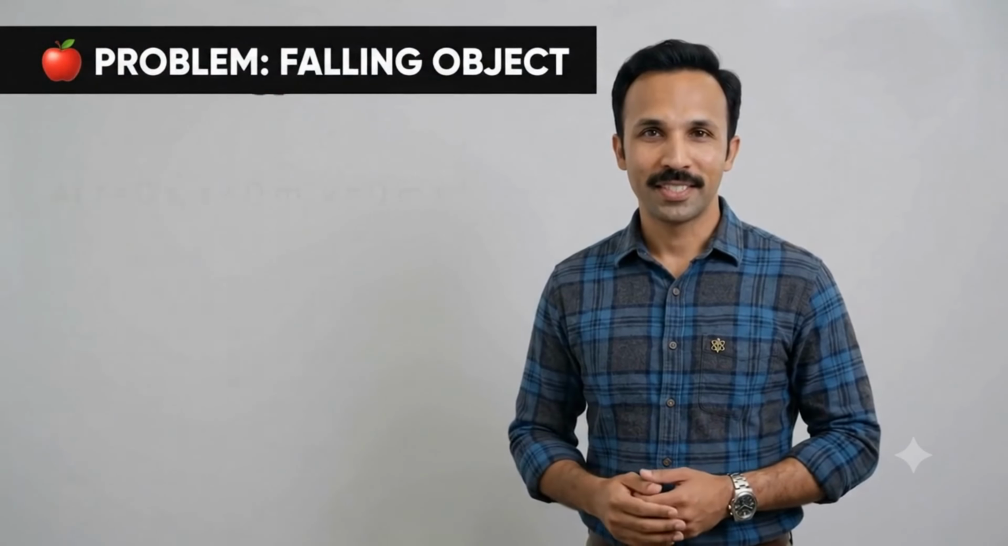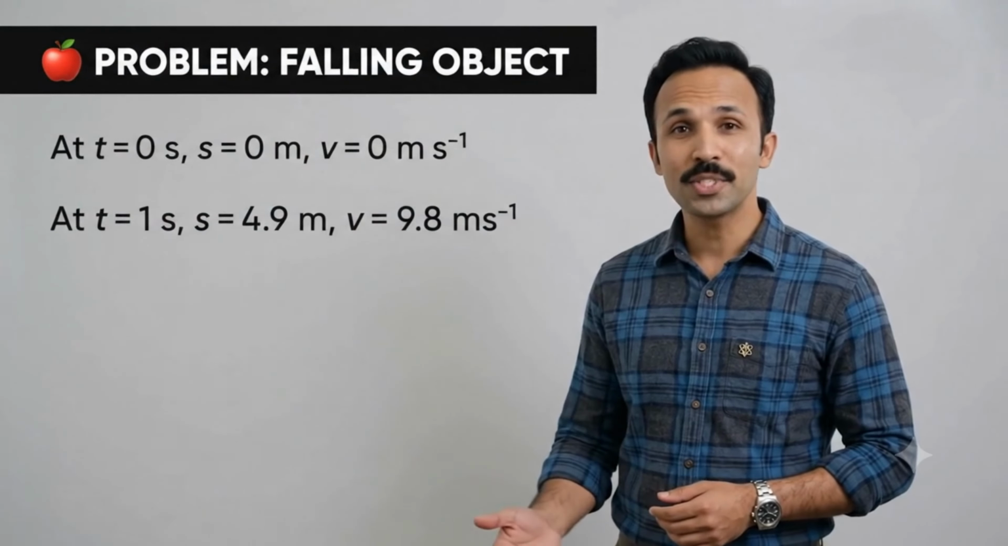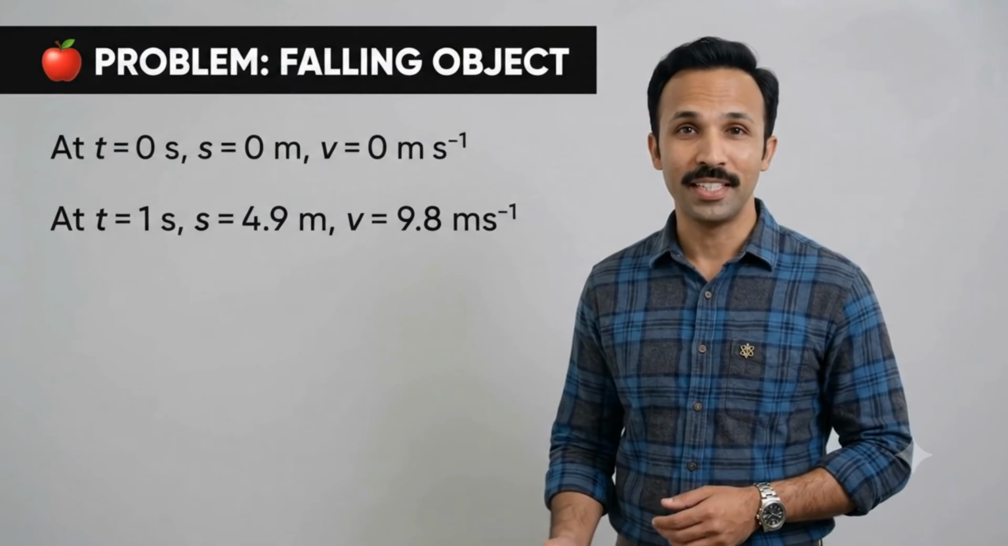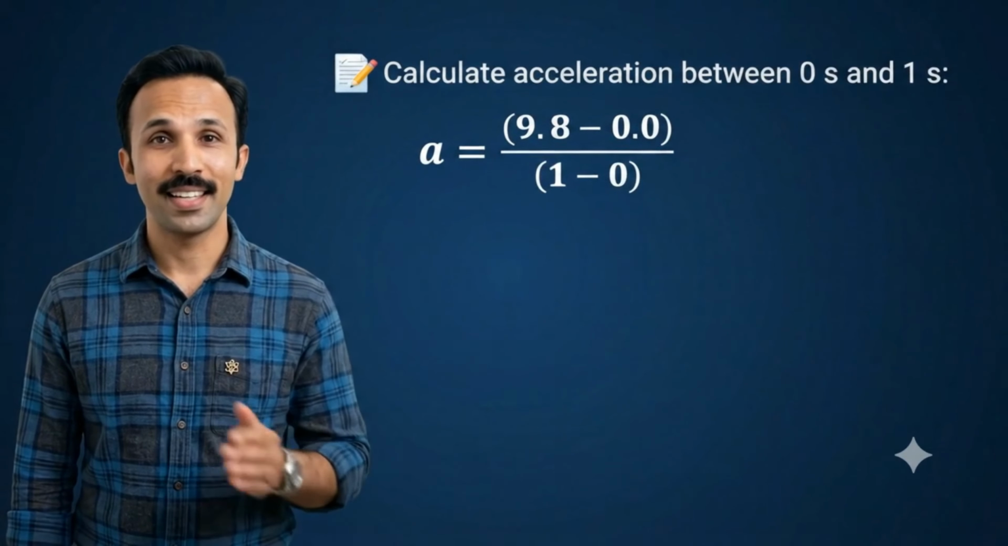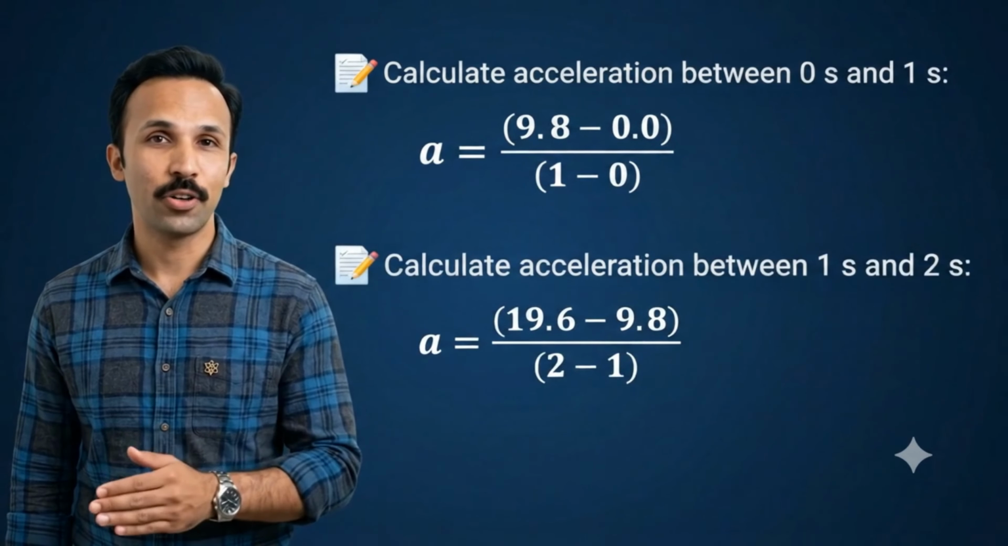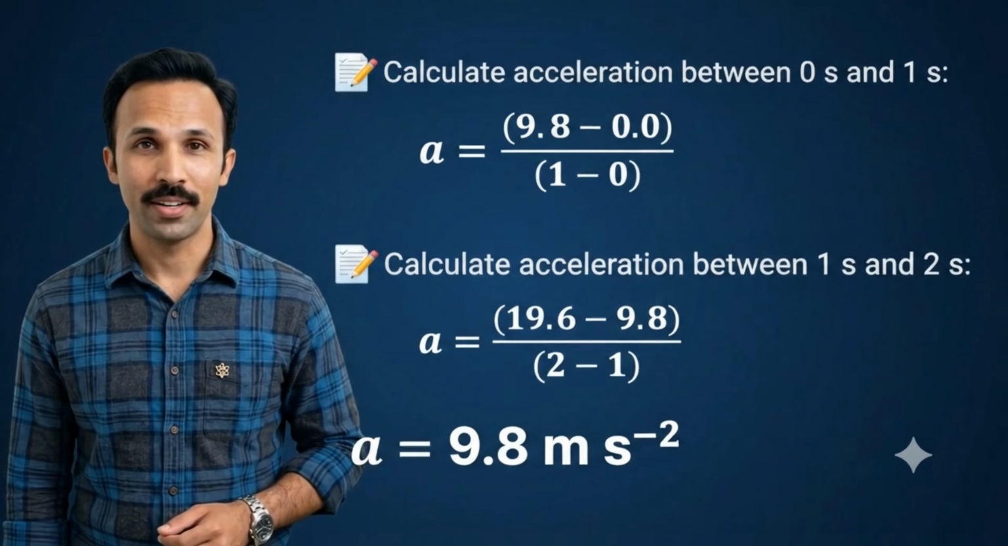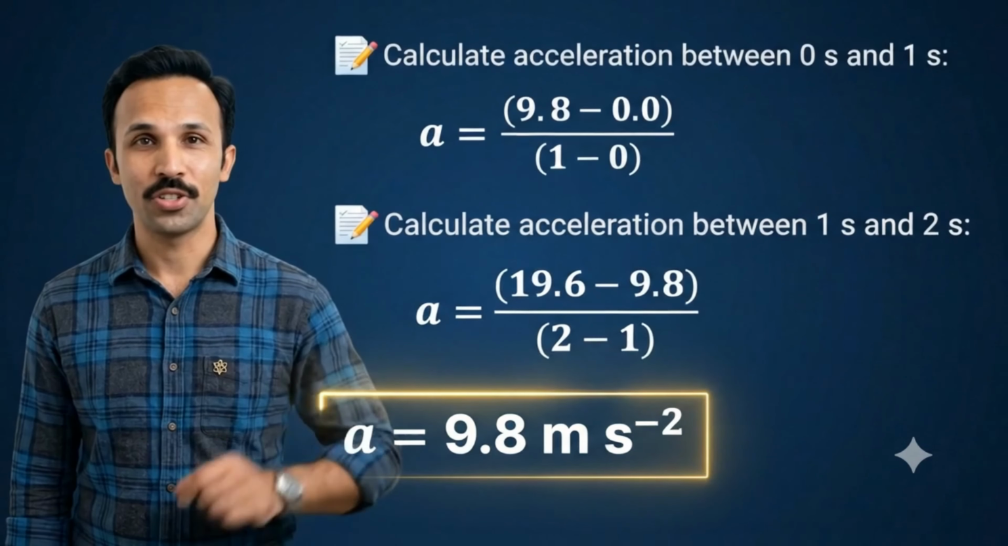Consider a falling object. Gravity pulls it down, continuously increasing its velocity to 9.8 and then 19.6 meters per second at each successive second. If we calculate the acceleration for the first second and second second, we find a constant increase of 9.8 meters per second squared. This represents standard gravitational acceleration.